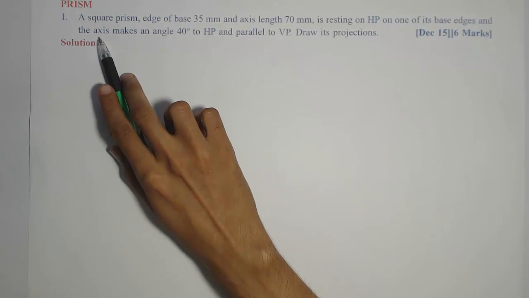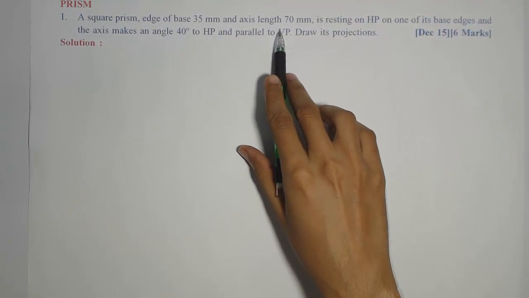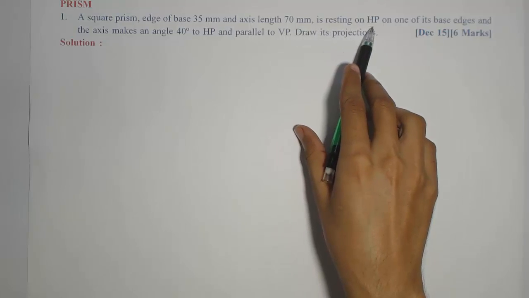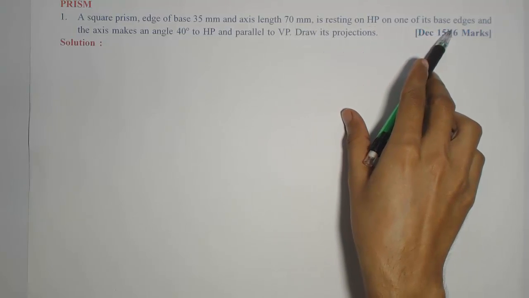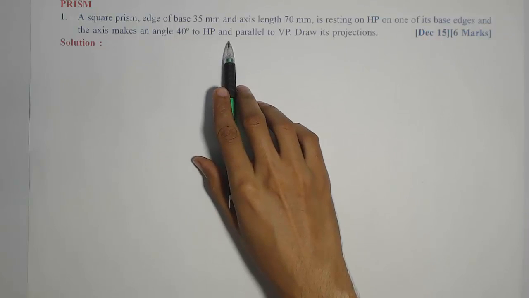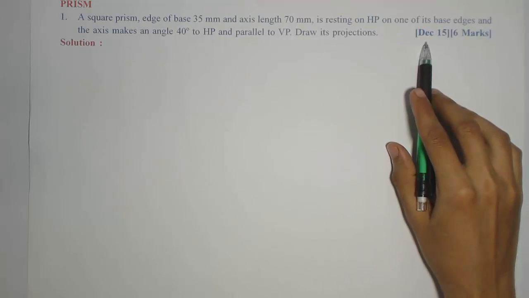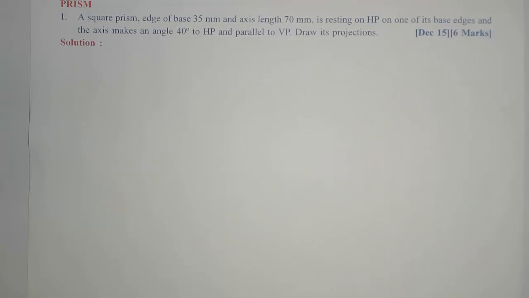So we'll start with the first solid, which is prism. The first question is, a square prism edge of base 35 mm and axis length 70 mm is resting on HP on one of its base edges, and the axis makes an angle 40 degree to the HP and parallel to VP. Draw its projection. This question was asked in December 15 for 6 marks.